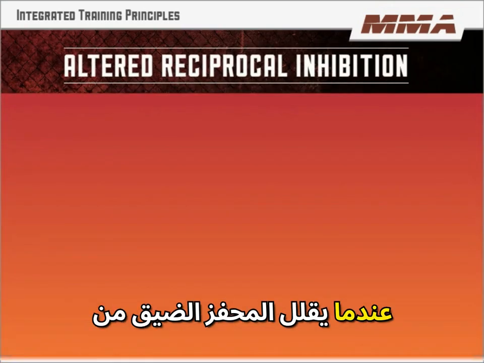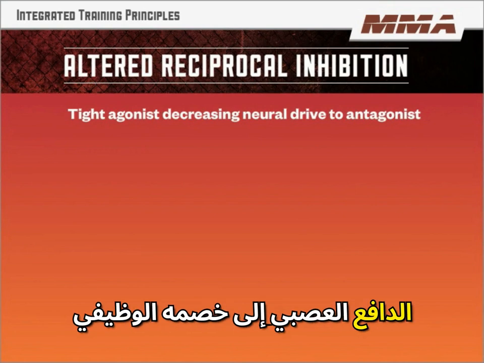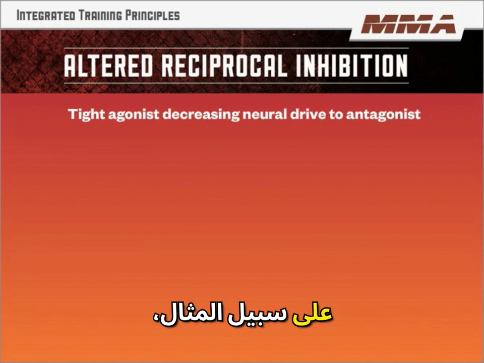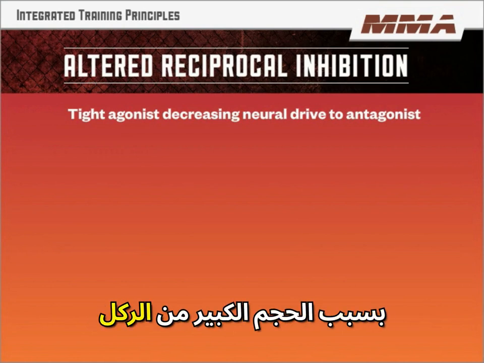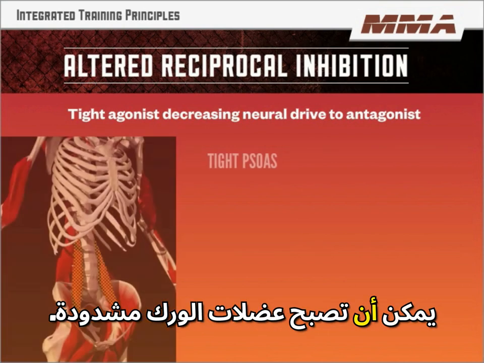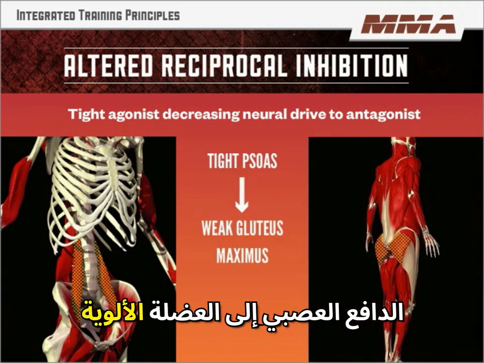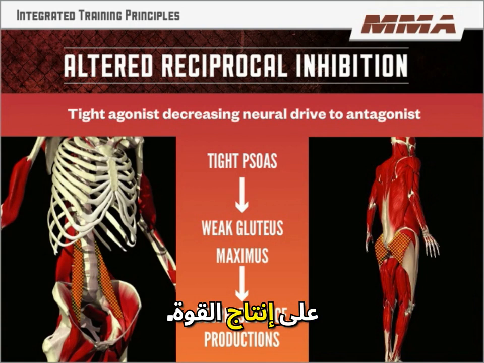Altered reciprocal inhibition happens when a tight agonist decreases the neural drive to its functional antagonist or opposing muscle group. For example, due to the high volume of kicking required for MMA, the hip flexors can become tight. This can decrease neural drive to the gluteus maximus and decreases its ability to produce force.